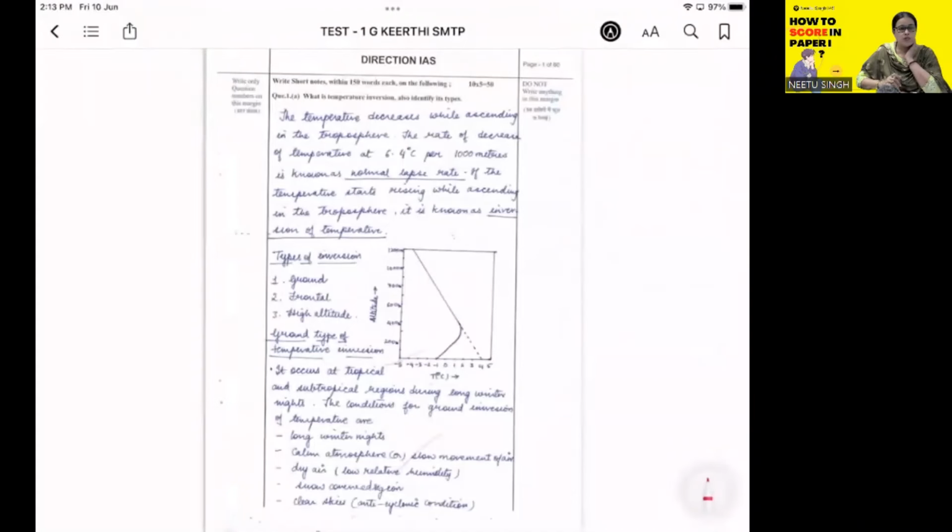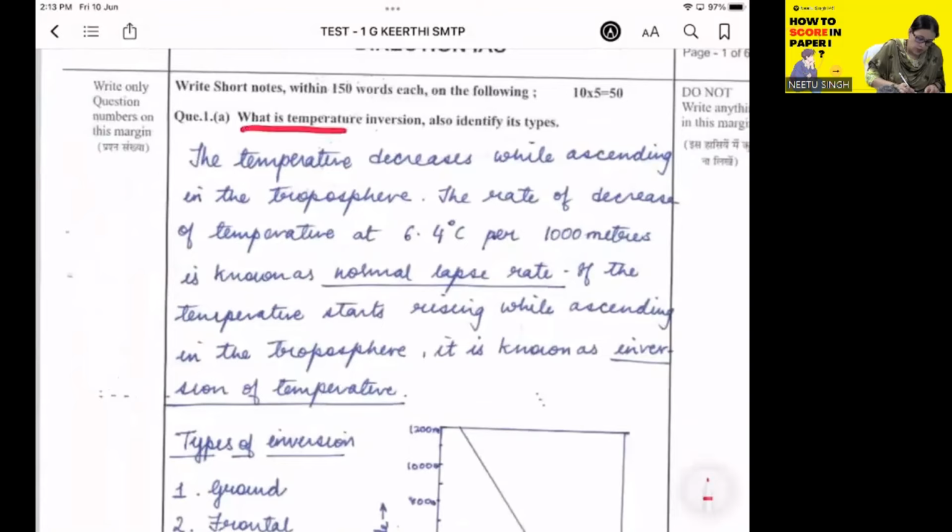I'm getting onto the screen share for this. If you look at the sample test, I just want to scroll through a few of the questions that have been attempted by the student. The question reads, what is temperature inversion? Also identify its type. Now, if you look at the logic of answer writing, you must start with the definition. So I see the definition written here.